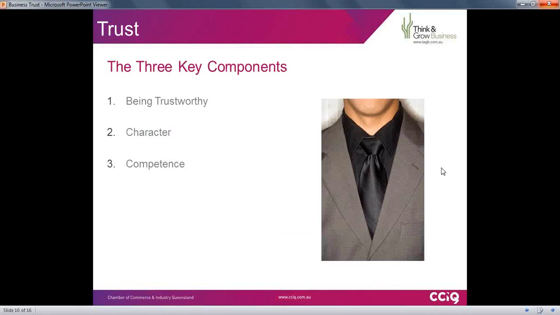So the three key components. The first one is about being trustworthy yourself, and I'll go through these in a bit more detail once I click through this slide. The second component is about character, and the third component is about competence. So the three key components to building business trust are being trustworthy, character, and competence.